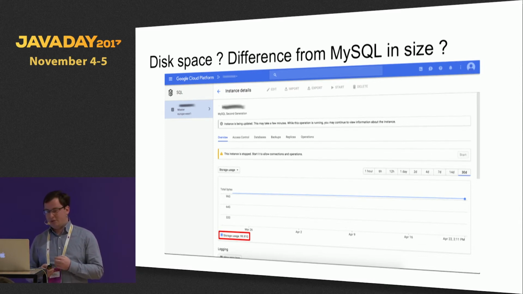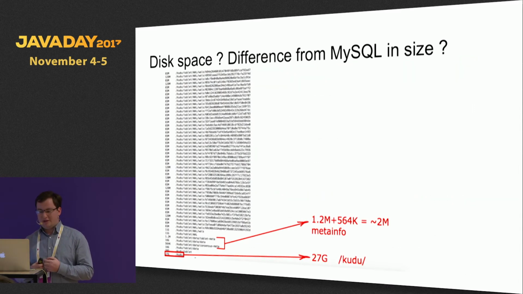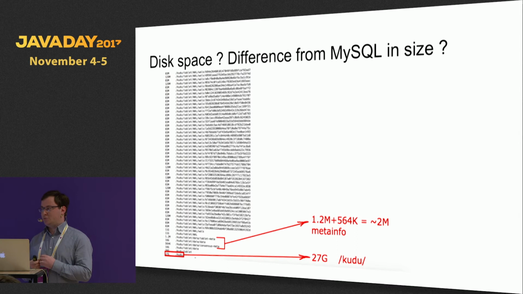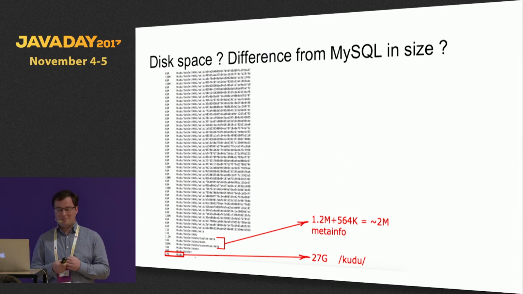That's why we figured out moving to Kudu, but is Kudu better? In fact, with Kudu, the same data set is only 27 gigabytes. And the meta information, with all the indexes, with everything inside, stores only 2 megabytes of data. So the whole metadata is 2 megabytes instead of 50 gigabytes in MySQL. I think it's good.